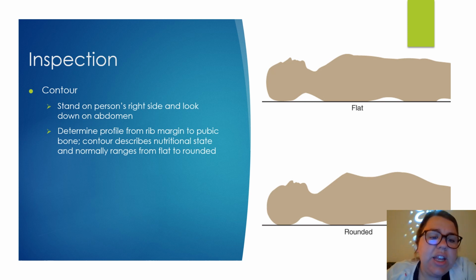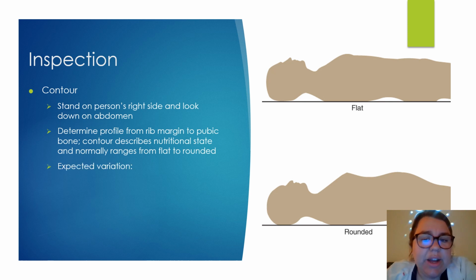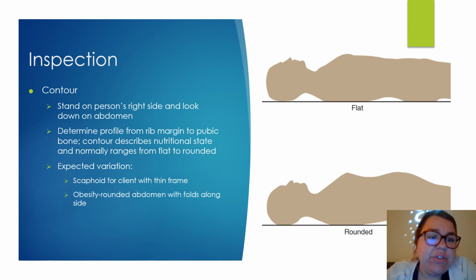Okay, so you're looking at the contour. It describes the nutritional state, and normally it ranges from flat to round. So expected variations: scaphoid, that's concaved in, could be for a client who has a thinner frame. Obesity, it's a round abdomen with folds along the side. Older adults will have that increased abdominal size due to the redistribution of the adipose tissue.